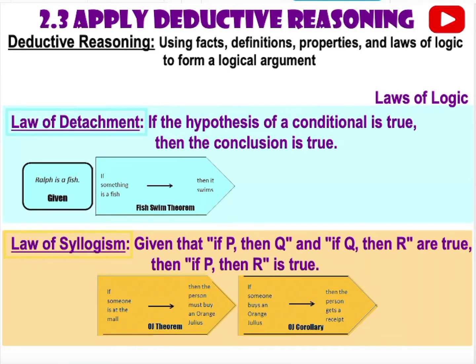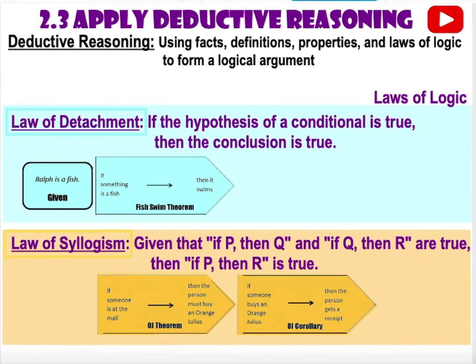I'm going to use our activity from the other day to explain 2 laws of logic that you'll need to know. The first one is called the law of detachment. It says, if the hypothesis of a conditional is true, then the conclusion is true. And we had a conditional in our game, lots of conditionals actually. This one was called the fish swim theorem. It said, if something is a fish, then it swims. And we used that because we knew that the if part of our statement was true when we found out that Ralph was a fish. Since we knew that Ralph is a fish, then we can make a conclusion that Ralph swims.